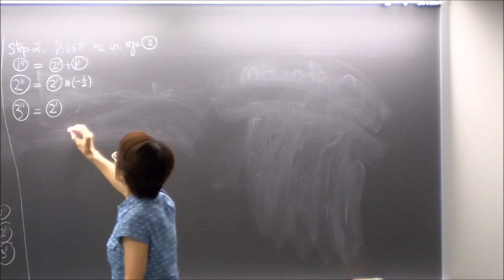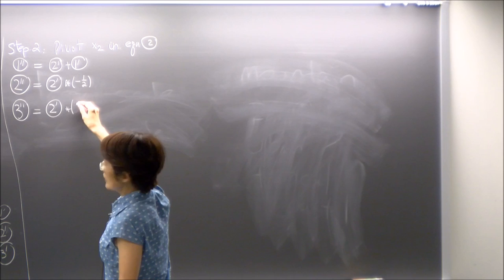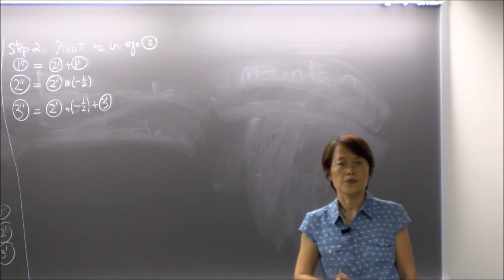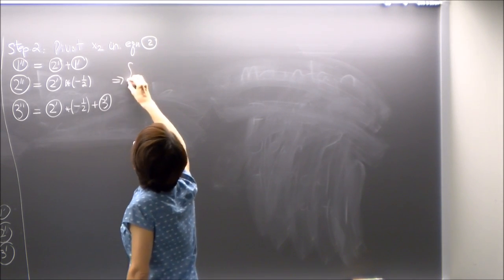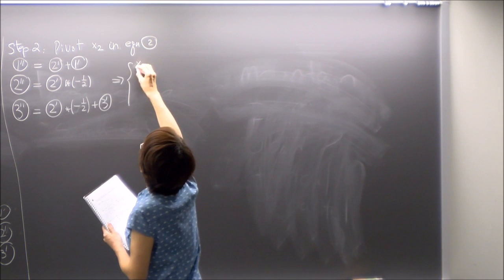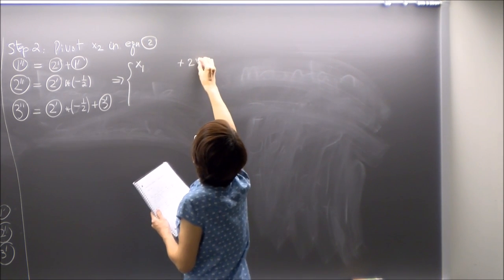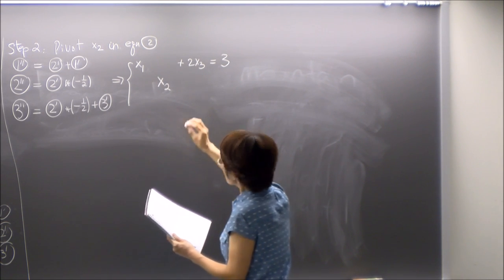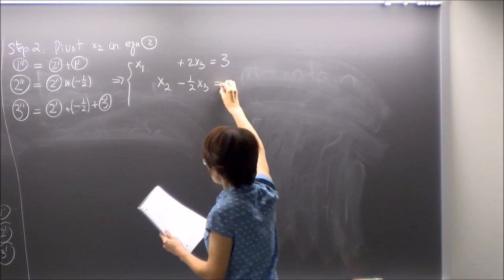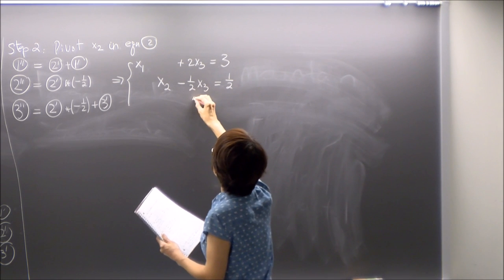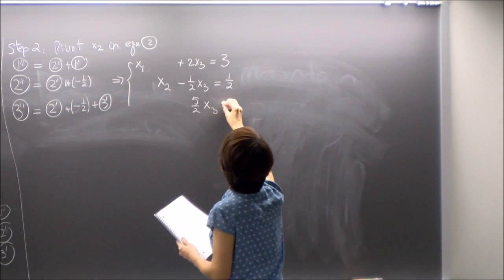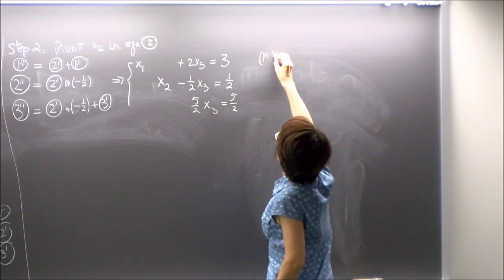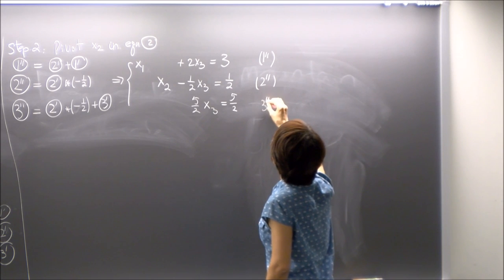So I take equation 2, multiply by negative half, and then I add it on top of equation 3. Is that okay? You see this can be carried out. And if I do that, then I'll have the following. These will be x1. x2 is gone. x1 plus 3x3 equals 3. And then I have x2 minus half x3 equals half. And I have 5 over 2 x3 equals 5 over 2. So that's my new system. Let's say this is 1 double prime, 2 double prime, and 3 double prime.